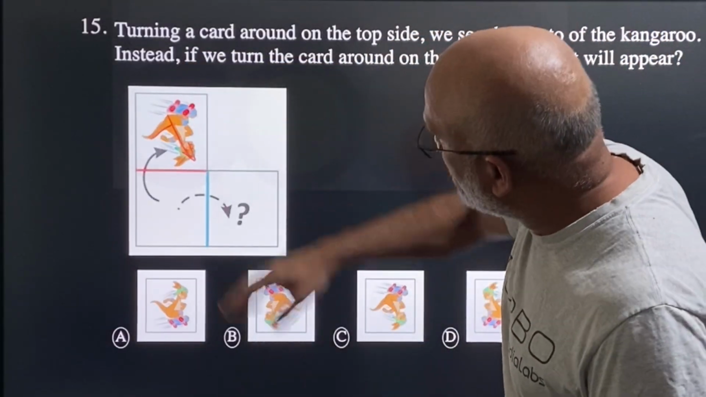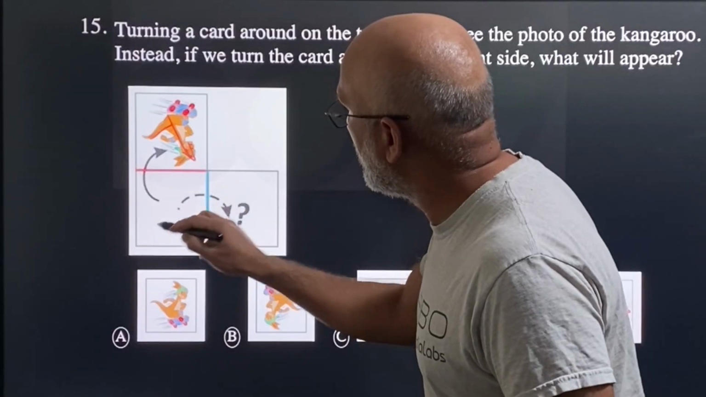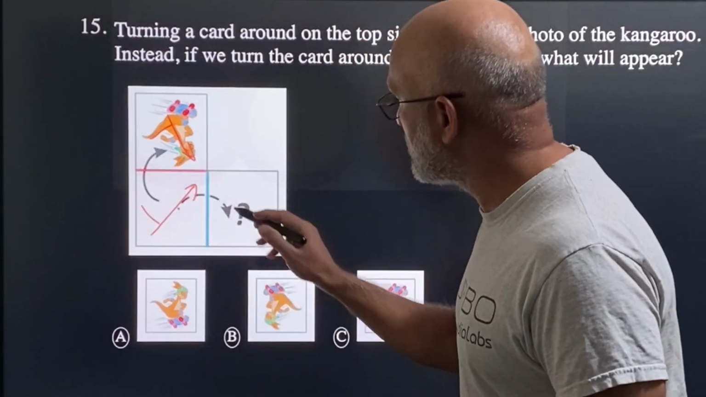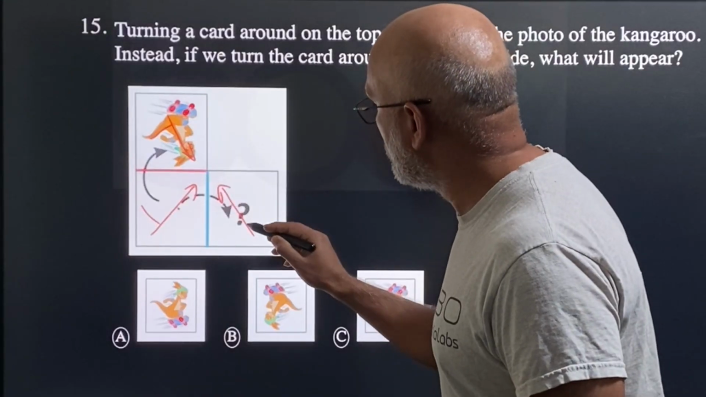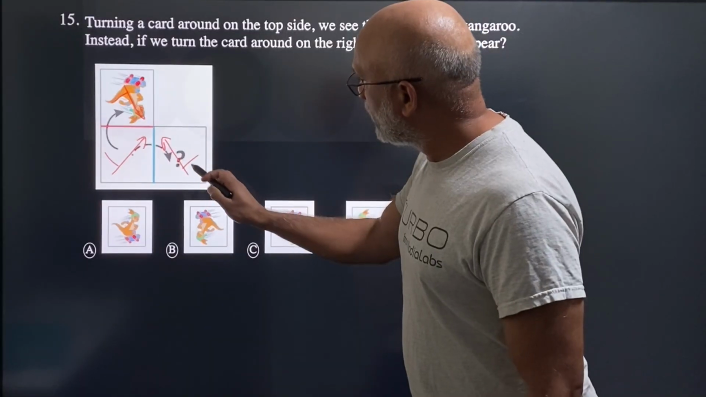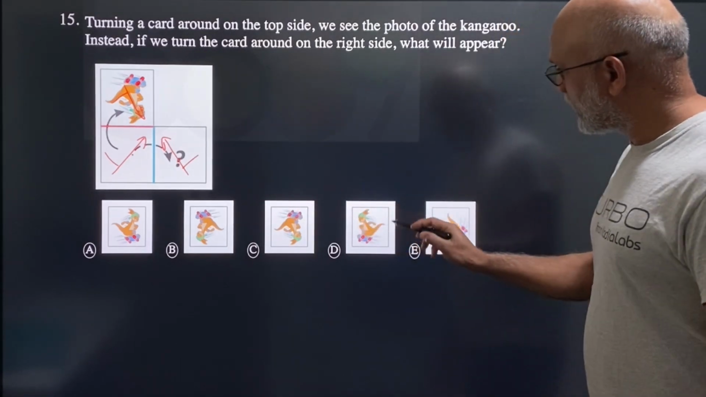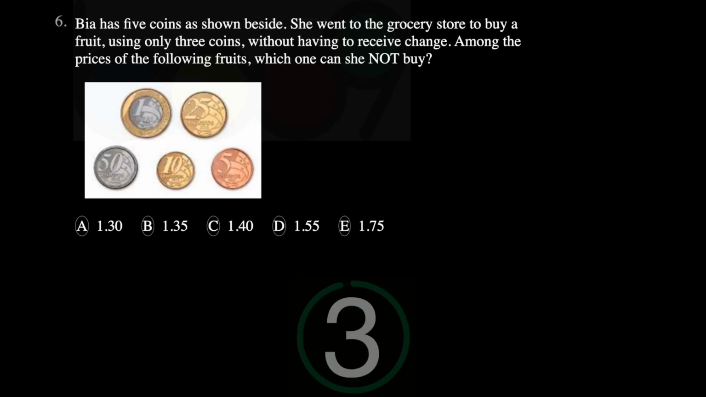Now if I flip it back, I will see this. Now if I flip this on this side, I'm going to see this. So the head, bottom, and the tail is like this. D is the correct choice.